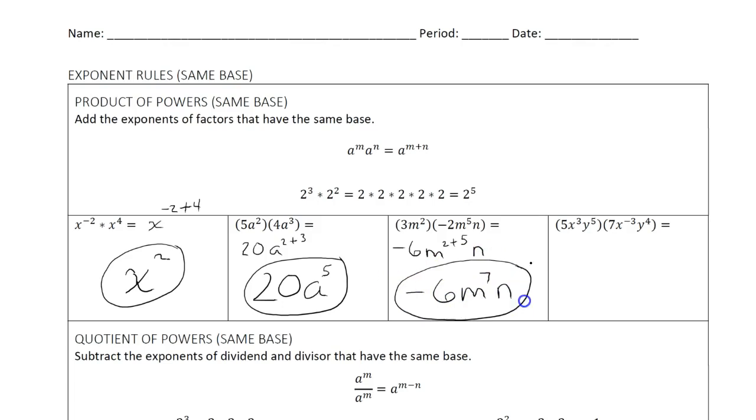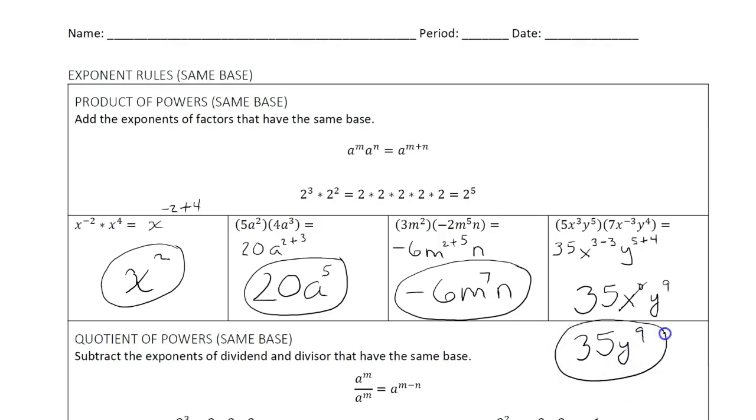Multiply the numbers first. 5 times 7 is 35. Add the exponents of x for 3 minus 3. Add the exponents of y for 5 plus 4. So we have 35x to the 0 power, y to the ninth. x to the 0 power is 1, leaving 35y to the ninth.